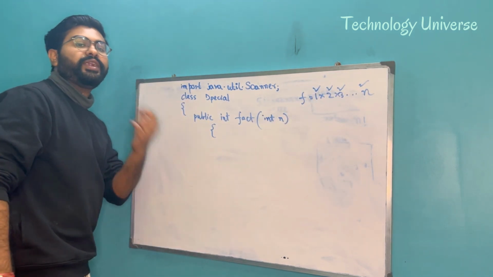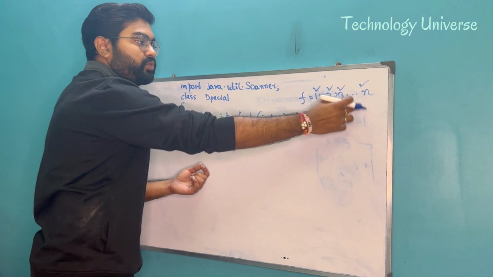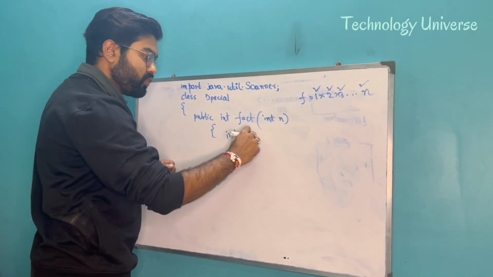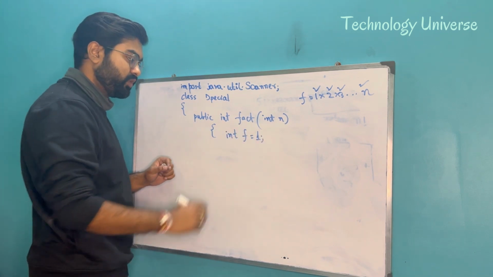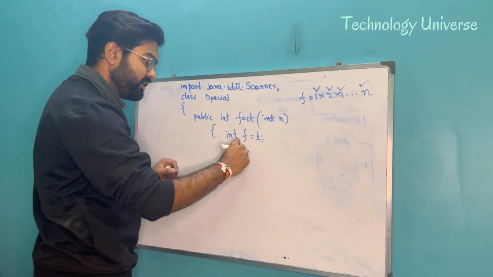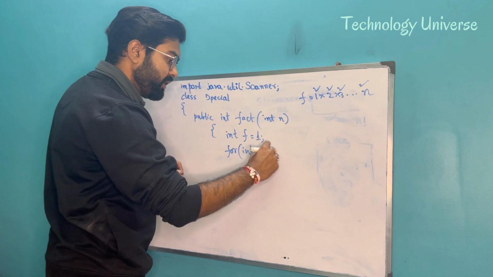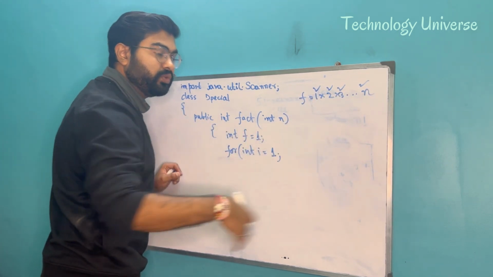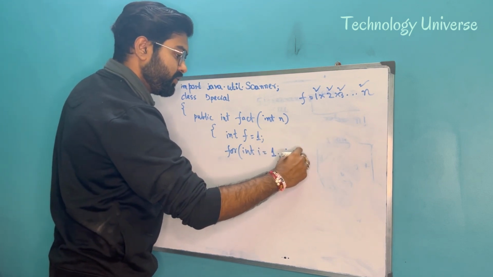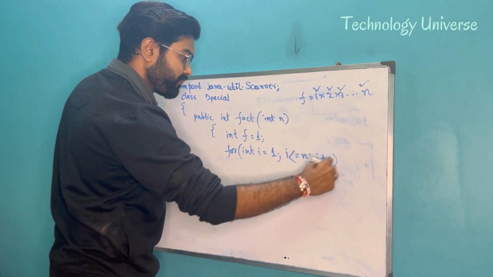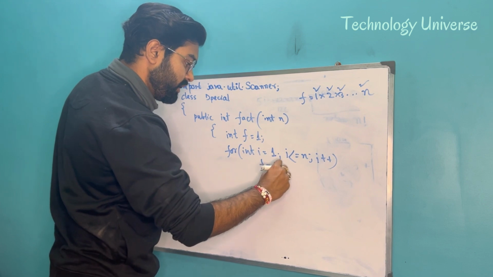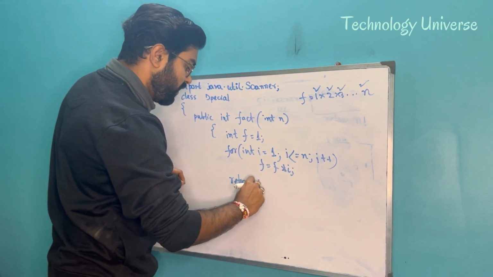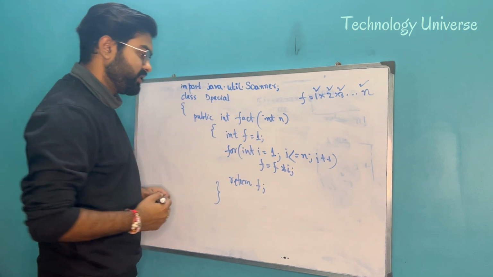In order to generate those numbers, we have to run a for loop, and to calculate the factorial we take a variable f, the factorial variable. Inside the for loop we multiply. The starting value is 1, executing up to n: i smaller than or equal to n, i plus plus, and f equals f into i. Then we return the value of f as the output of this method.